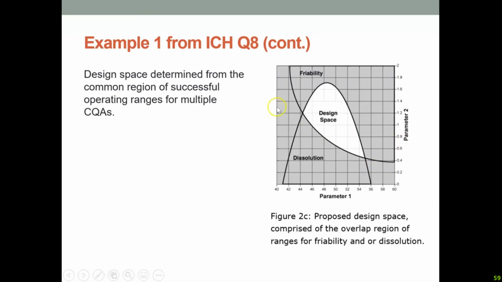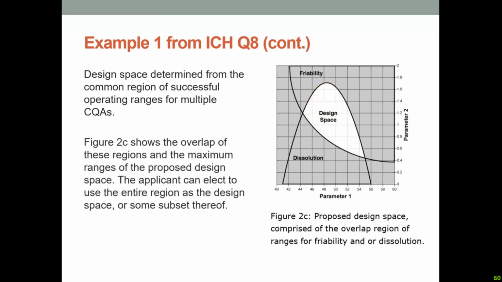So the design space is determined from the common region of successful operating ranges for multiple CQAs. They've taken the two critical quality attribute plots and they've laid them on top of each other. So you've got parameter 1 here and parameter 2 here. And our white spaces, when they're laid on top of each other, this was our friability, if you remember. It was this section, and our dissolution was this curve here. So when we put the two together, this is the space that we can operate within. This is our design space.